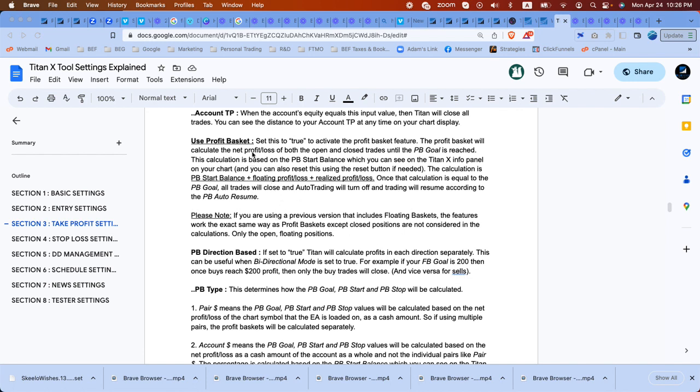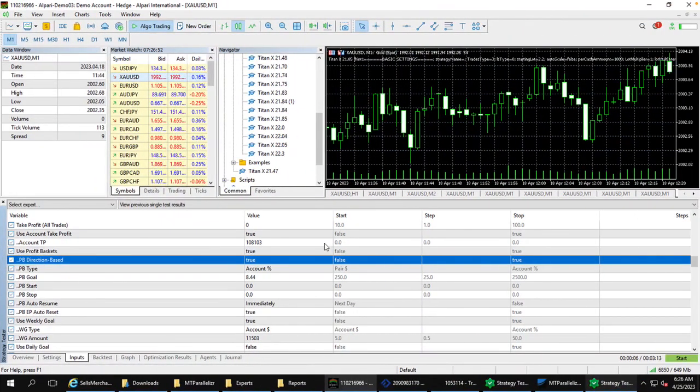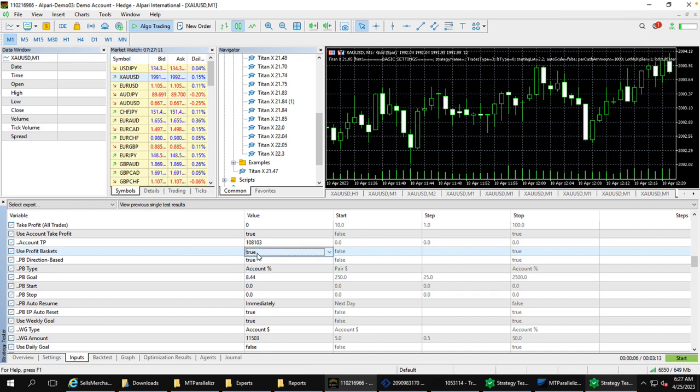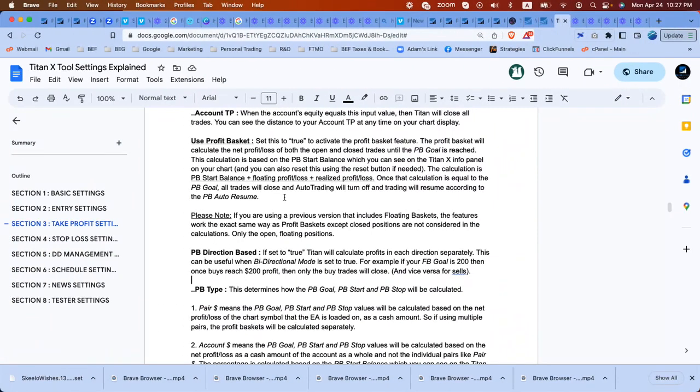So starting here with the use profit basket feature, okay, pretty straightforward. Just simply set this to true. When you set it to true, it's going to activate all of these sub features here. You can see these are all sub features. If this is set to false, then no matter what these sub features are set to, they're not going to be used. So this one has to be set to true in order to use the profit baskets.